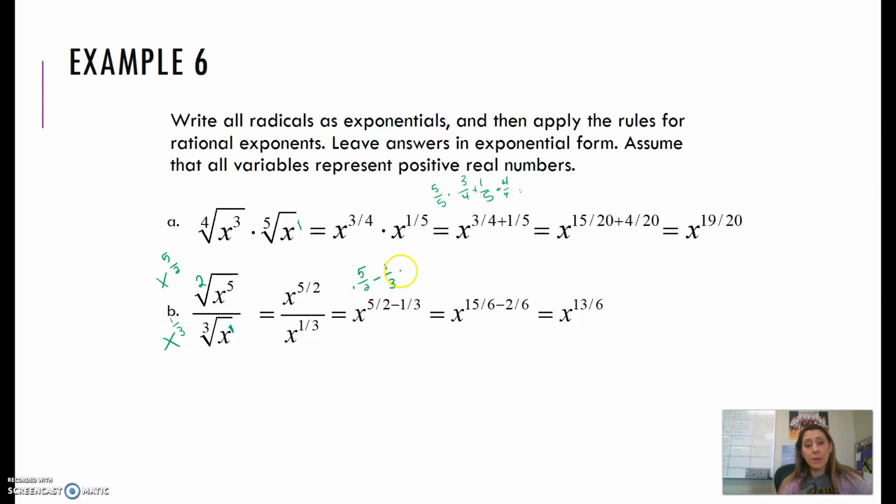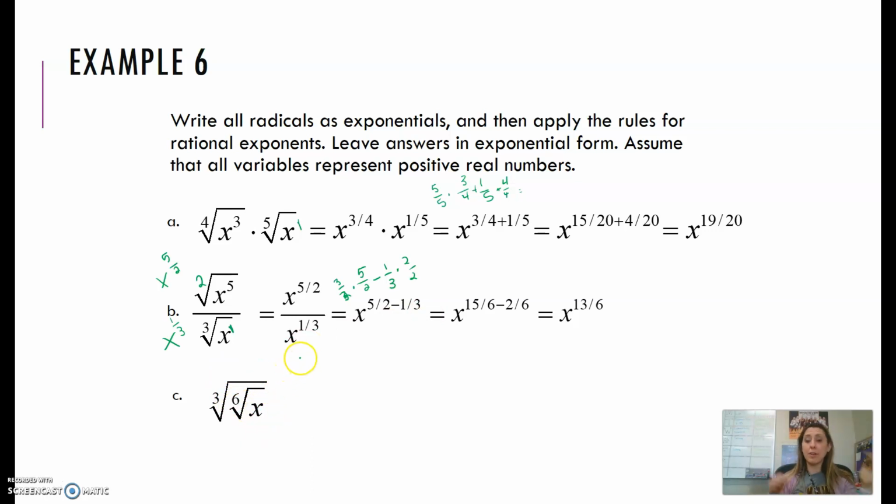So I got to get a common denominator, so I'm going to multiply this by 3 over 3 and 2 over 2, and that is how 3 times 5 is 15, and that's how I get 15 over 6. So 15 minus 2 is 13. I get x to the 13/6, and I'm done. Improper fractions are great. I do not want to do anything else. I'm going to leave it just like that. So that one's done.